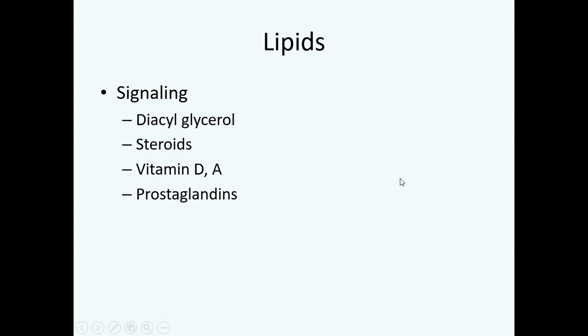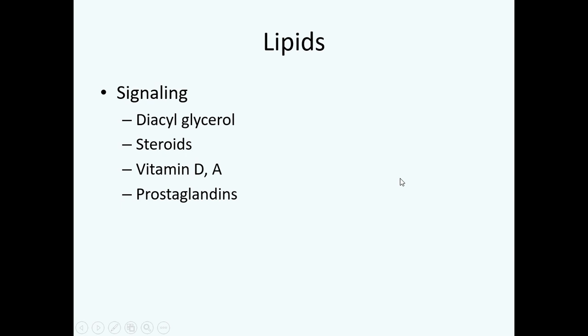They are important for mediating inflammation. They're important for regulating blood pressure. They're important for regulating body temperature and many other functions. So prostaglandins mediate several important functions of the body. And prostaglandins are derivatives of a type of fatty acid called arachidonic acid.